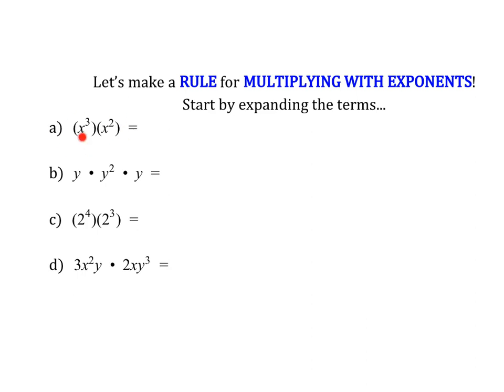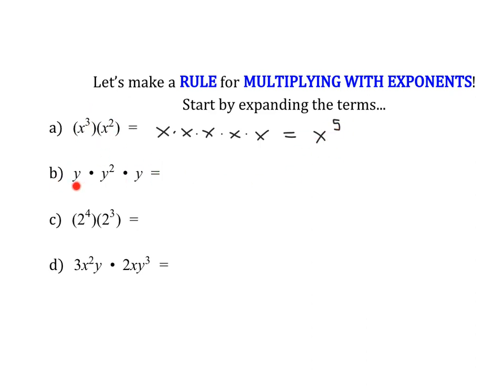So in this first example we have x cubed times x squared. So we know that x cubed is just x times x times x. Remember, the exponent tells us how many times we've multiplied that term. And then x squared is x times x. So if you combine all of those together, you can see that we're multiplying x together 5 times. So this is just x to the 5th. Okay, so that means x cubed times x squared is x to the 5th.